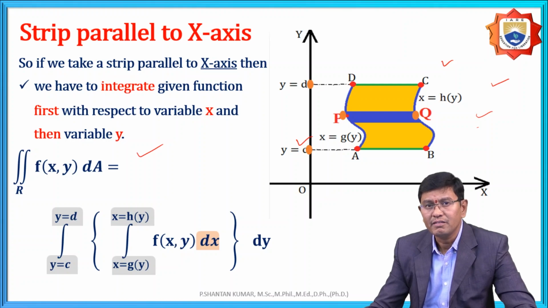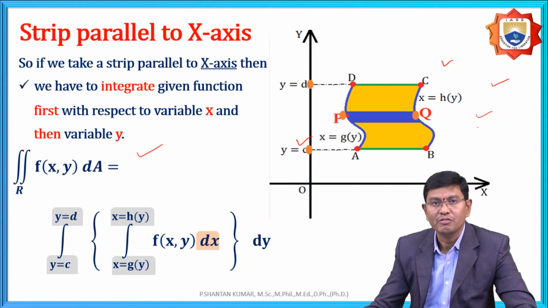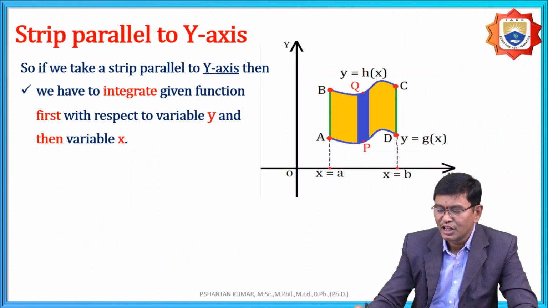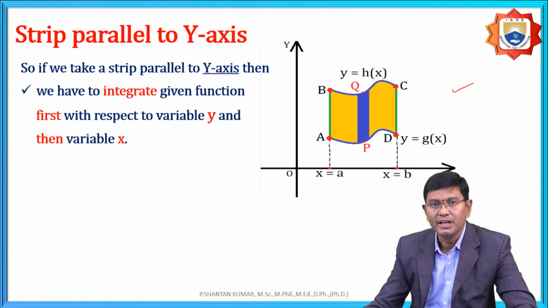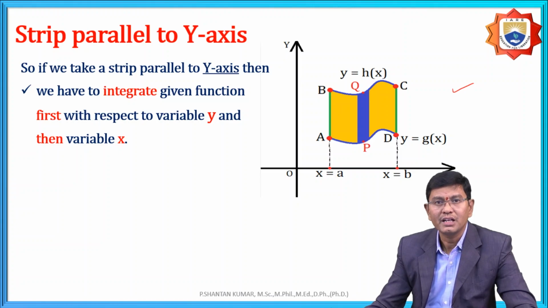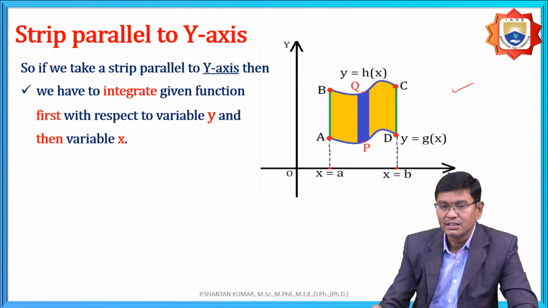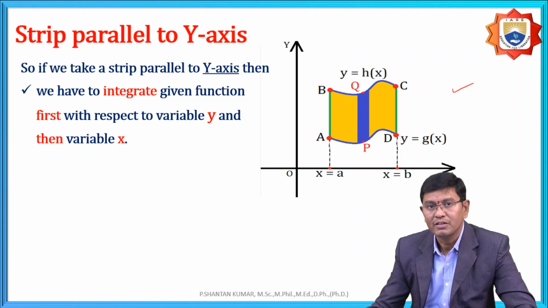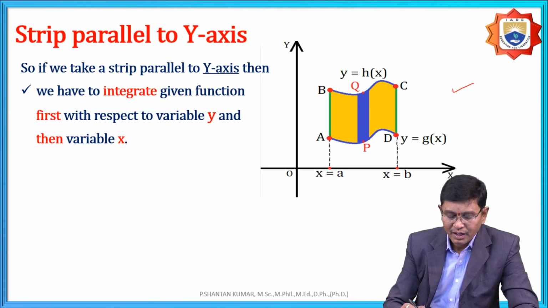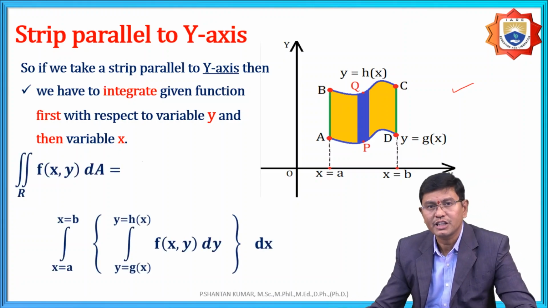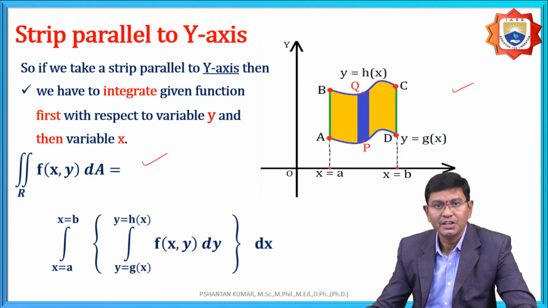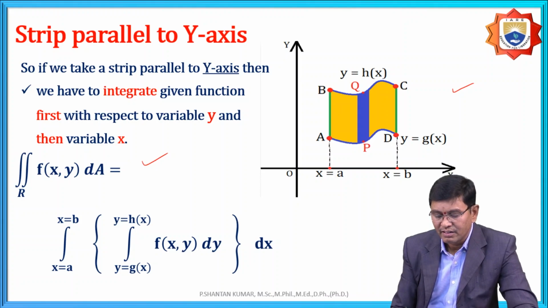Similarly, when the strips are parallel to the y-axis, while drawing the diagram based upon the given equations, we need to identify the bounded region and then sketch the diagram. We identify the inner part, which is y, and the outer part, which is x. The x limits run from the left side, the inner part, to the upper limit outside. That means under the double integration of f of x comma y into dx, which is the area of the given double integration, one variable is y and the other is x.